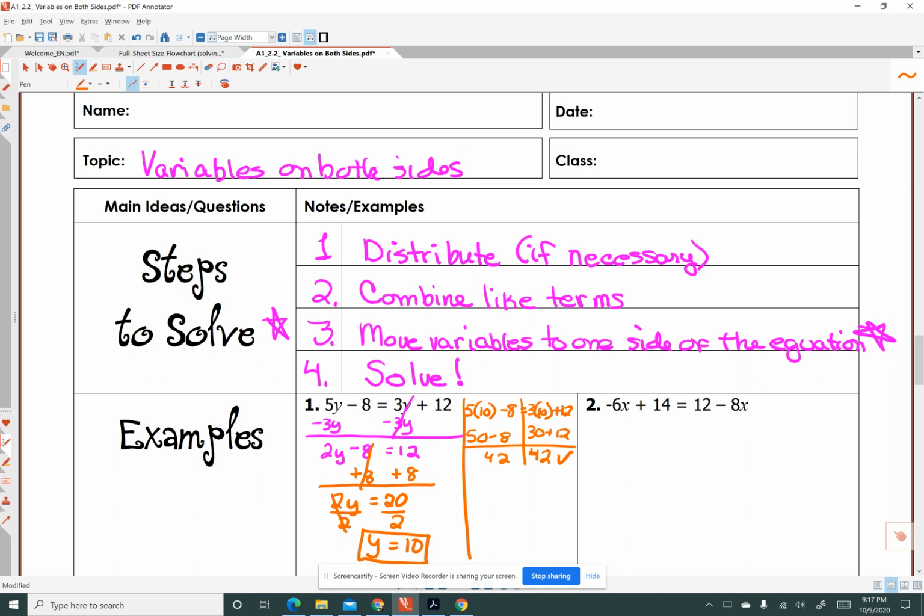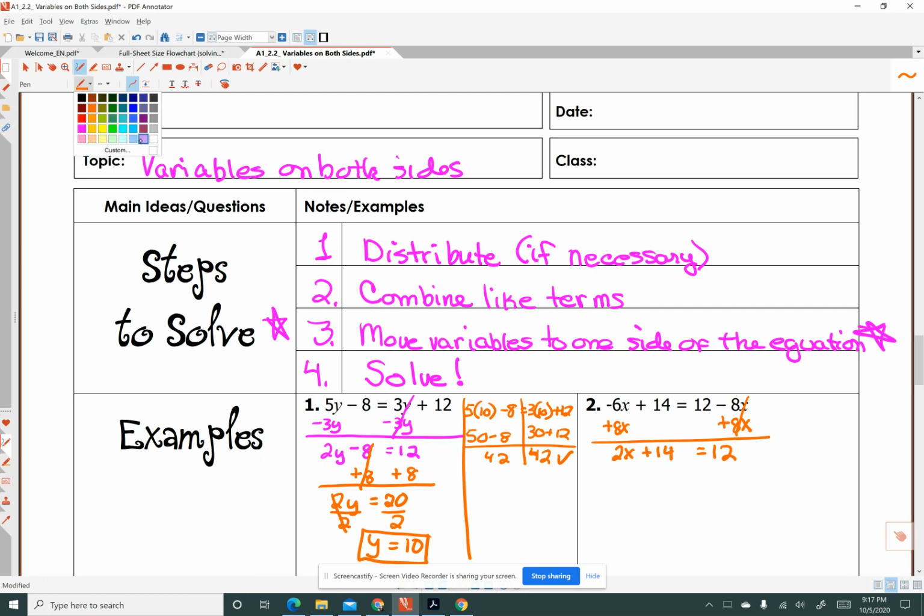Let's do number 2. We have 6x plus 14 equals 12 minus 8x. I have negatives on both sides. I'm going to move negative 8x over to the right by adding it. So whatever I do to one side of the equation, I'll do to the other. So negative 8x plus 8x equals 0. So the right side of the equation just got pretty simple. 6 plus 8 is 2, so we have 2x plus 14.